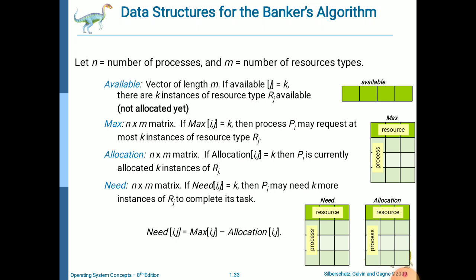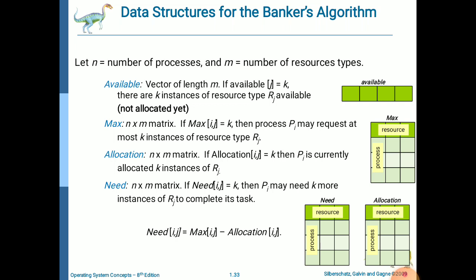Available is a vector. Here available, maximum, allocation, need are the four data structures used. The first one is an array and the remaining three are matrices. The available is a vector of length m. Whenever you say available of j equal to k, the resource of type j has k instances.